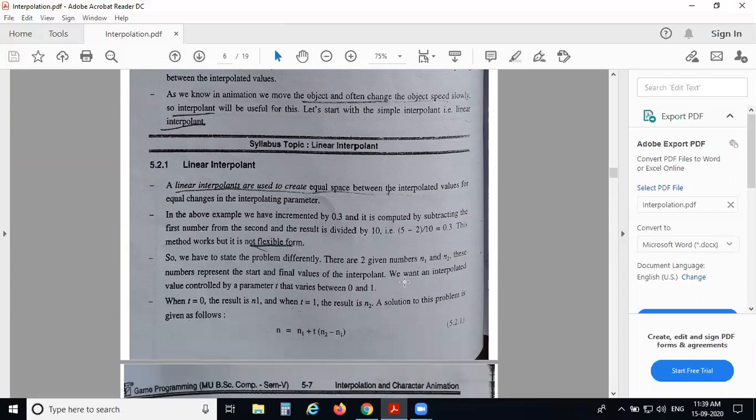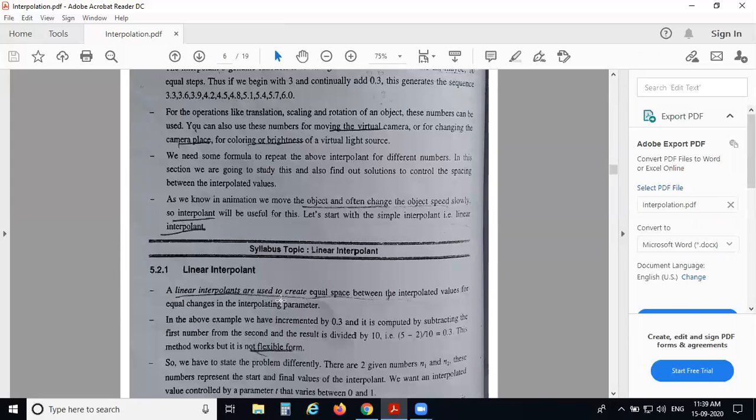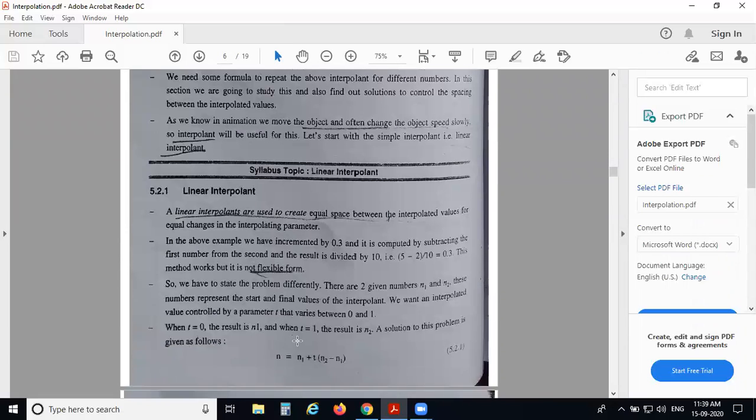ओके, सो there are two numbers n1 and n2, then the numbers represent the start and final value of the interpolation. पण याच्यामध्ये जर आपण सेकंड व्हॅल्यू मायनस फर्स्ट व्हॅल्यू डिवायडेड बाय 10 केलं तर त्याच्यामध्ये एवढी फ्लेक्सिबिलिटी येत नाही, कारण नंबरिंग मध्येच चेंज होऊ शकतात.